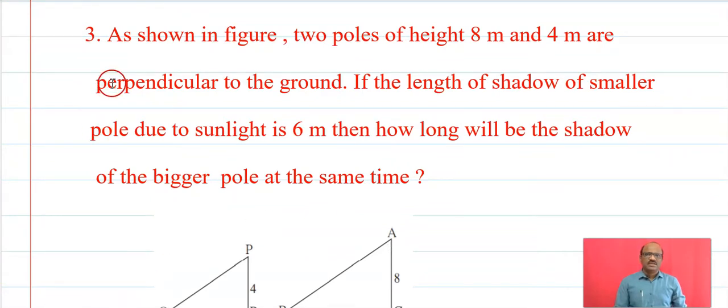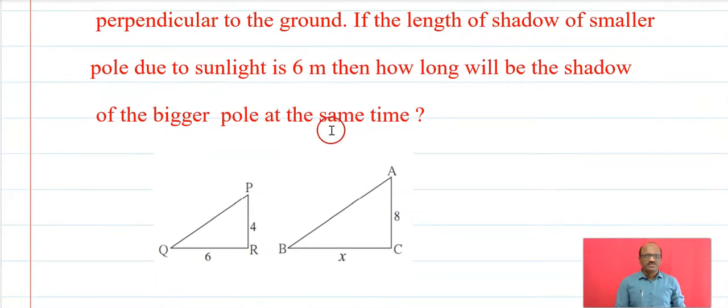Now see this here. As shown in the figure, two poles of height 8 meters and 4 meters are perpendicular to the ground. If the length of the shadow of the smaller pole due to sunlight is 6 meters, then how long will be the shadow of the bigger pole at the same time? AC is the bigger pole and PR is the smaller pole. The shadow of PR is 6 and the shadow of the bigger is X.